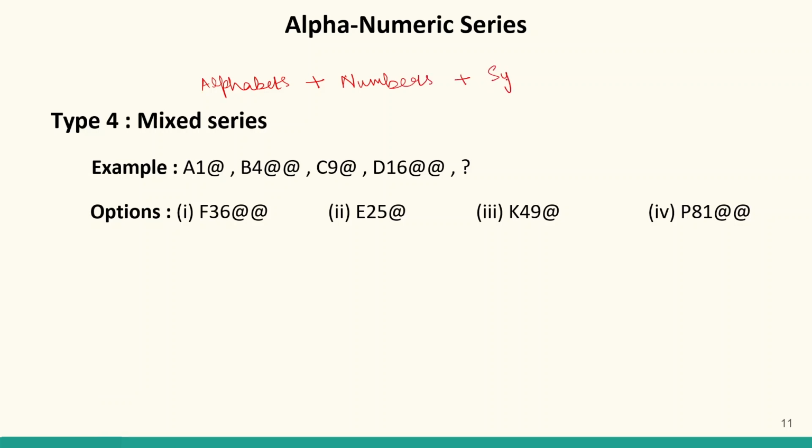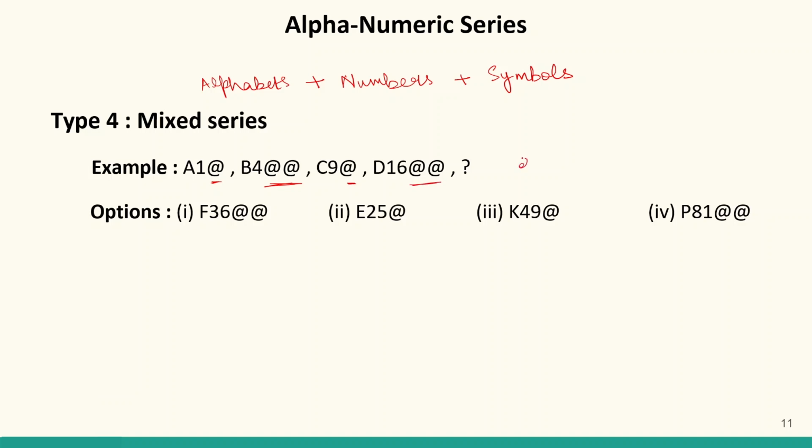There also will be symbols, right? Okay. So first understand the pattern of the symbols only. I can see that there is one symbol here. Then it is being repeated twice. Then again one symbol here. Then it is being repeated twice.